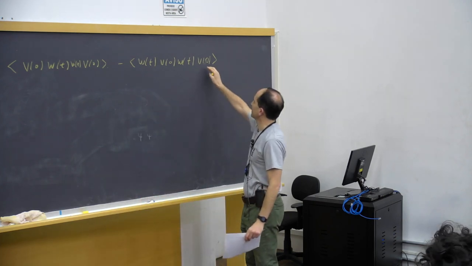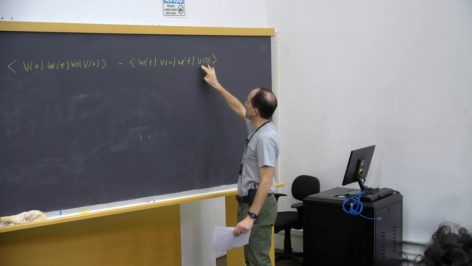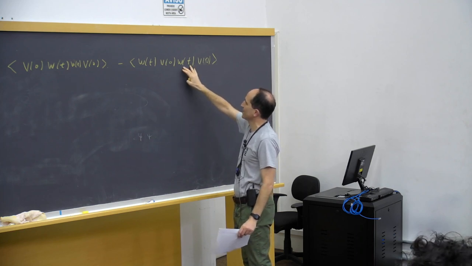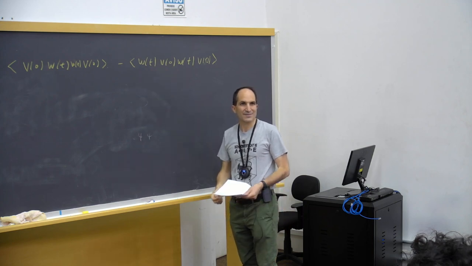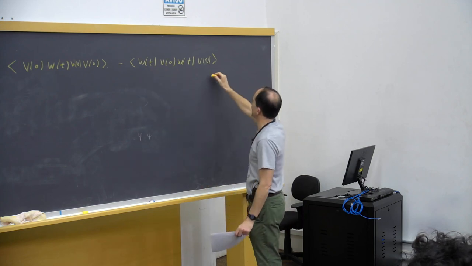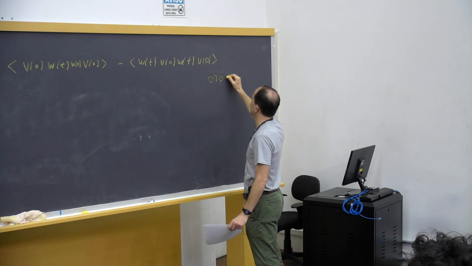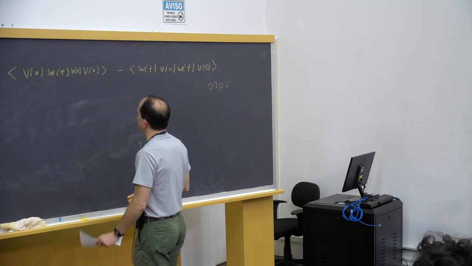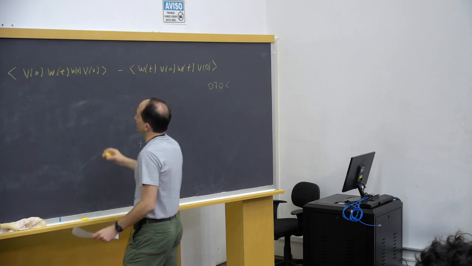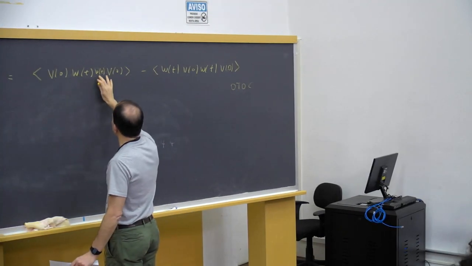Well, this one will involve acting with the operator at 0, evolving to time t, then going back in time to time 0, and then going forwards in time to time t. So this is sometimes called an out-of-time-order correlator. Now, what do we expect the large time behavior of this one to be?